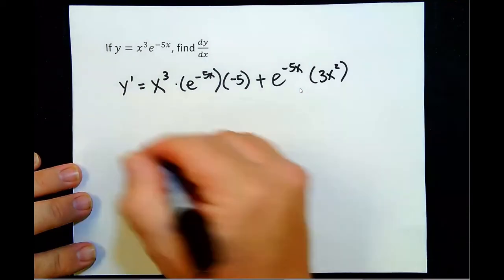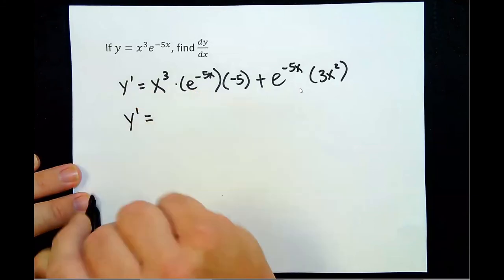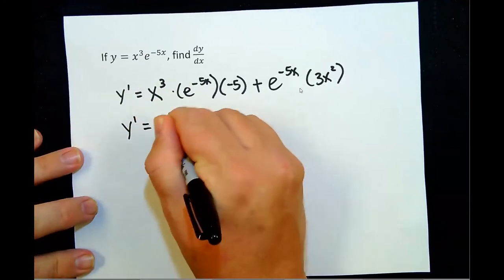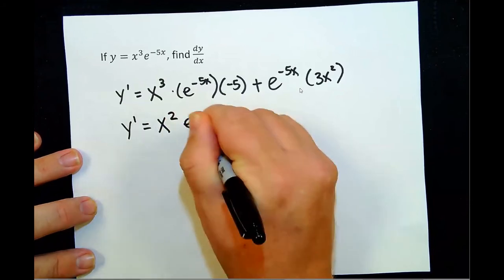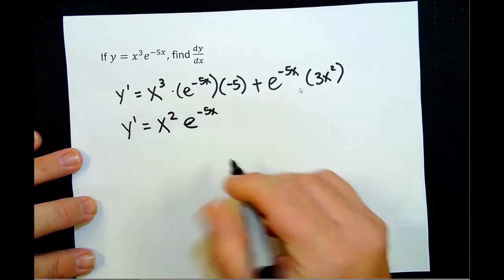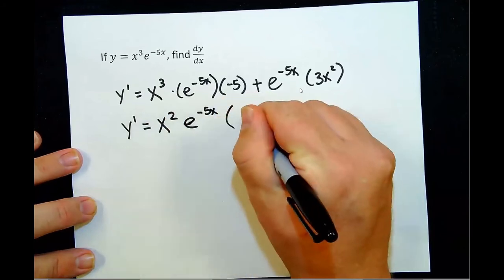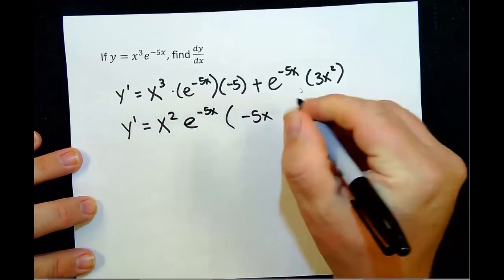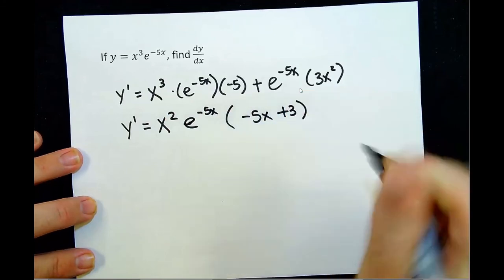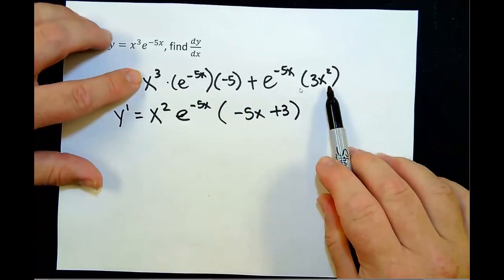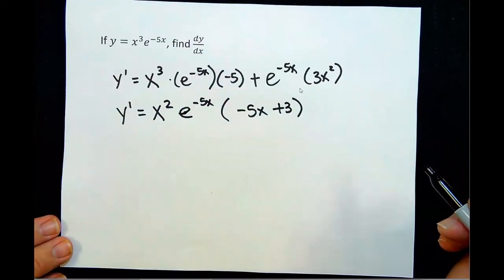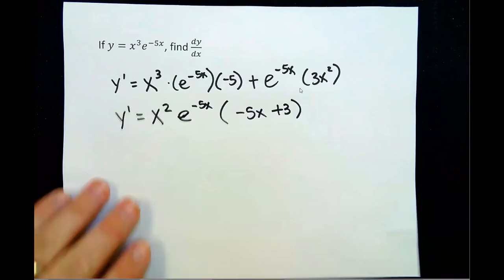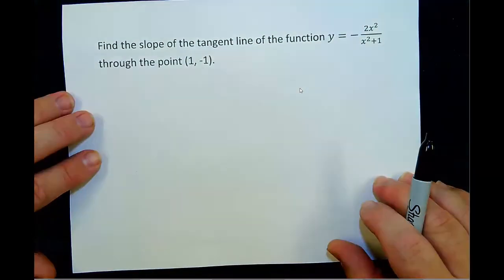I mean, this could clean up a little if you were so determined, into x squared e to the negative 5x times negative 5x plus 3, right? Taking x squared out, taking e to the negative 5x out. Do you have to do this step? No, it just makes it nice. All right, last one, see if you can do this one.